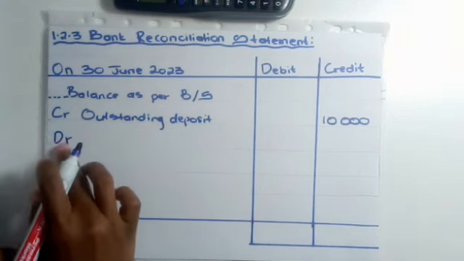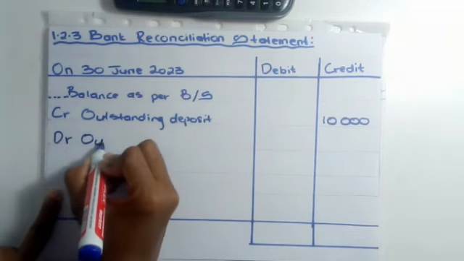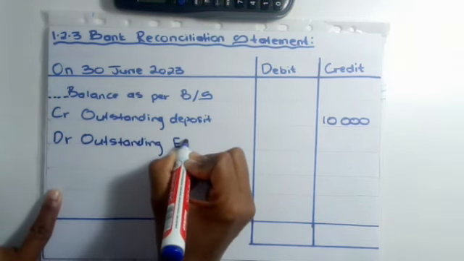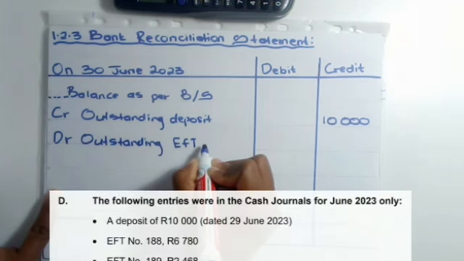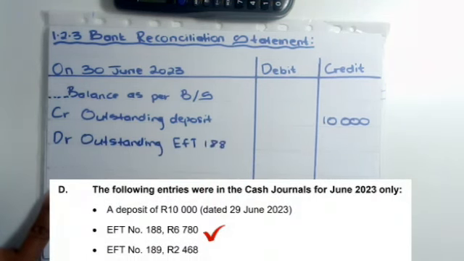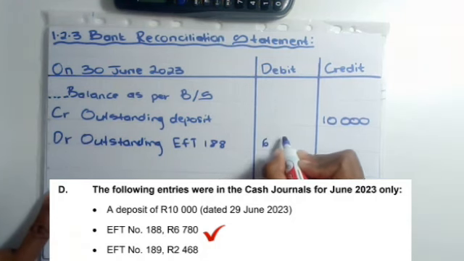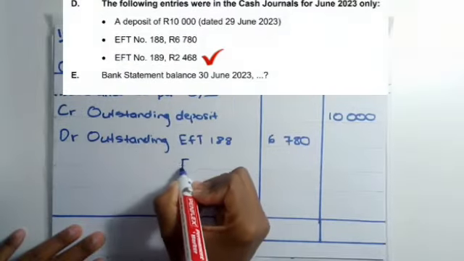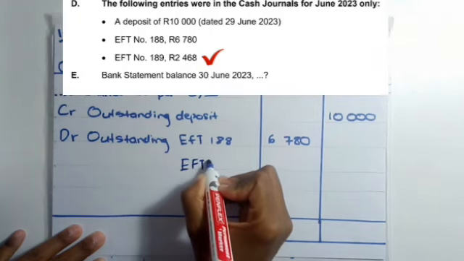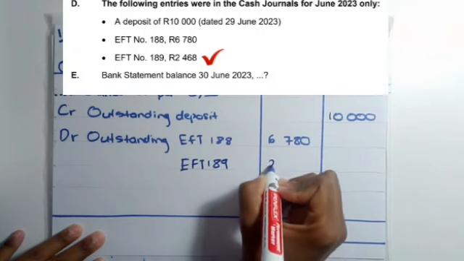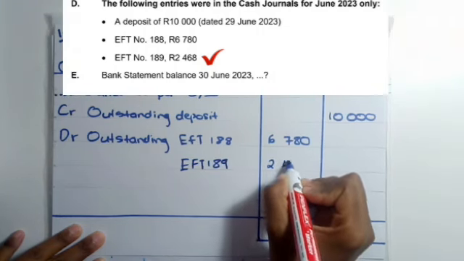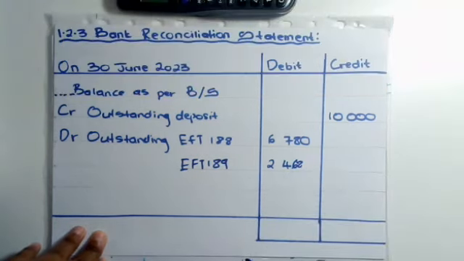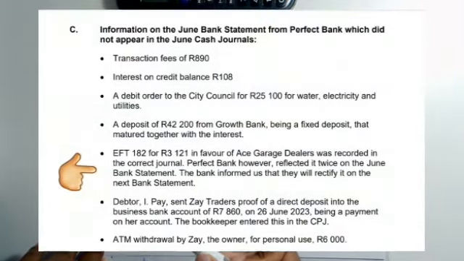EFTs will always go on the debit, so we will say debit outstanding EFTs, starting with EFT 188 of 6,780. We also have EFT 189 for 2,468.